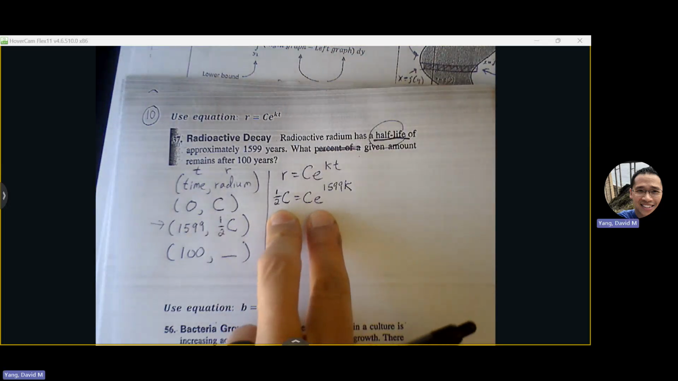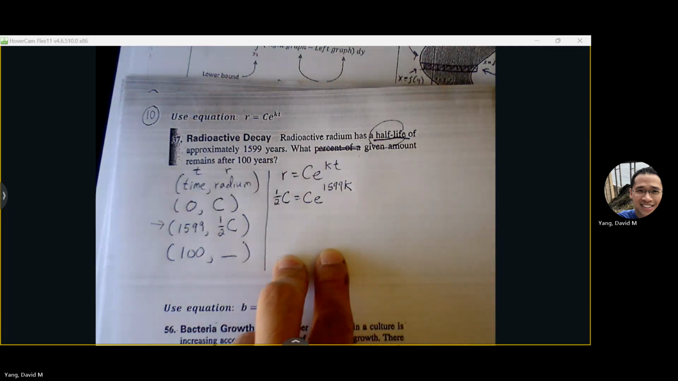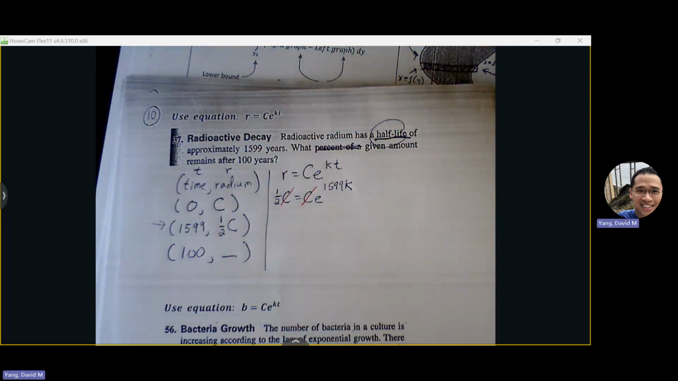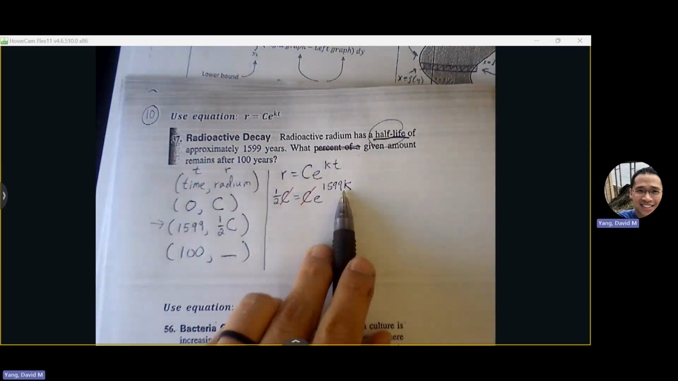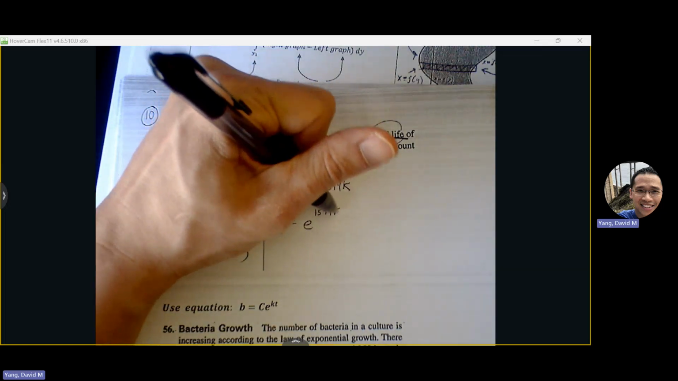What's nice about the setup? What can we get rid of? The C's. If I divide both sides by C, that allows us to focus on, eventually we do want to solve for C, but we can at least focus on solving for K, which can act as a stepping stone to eventually solving for C. So we have 1/2 or 0.5 equals e to the 1599K.